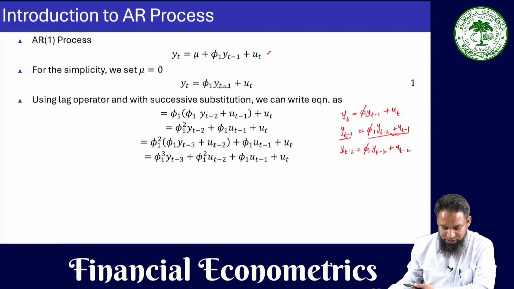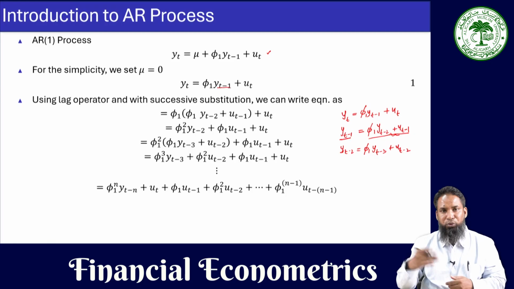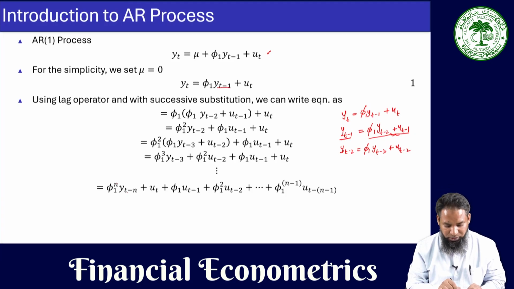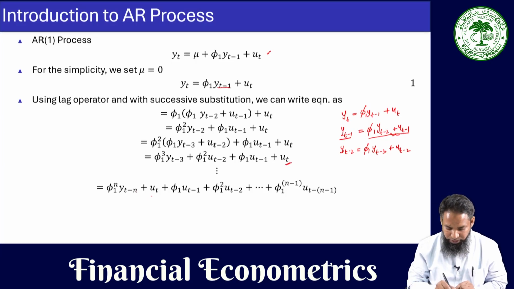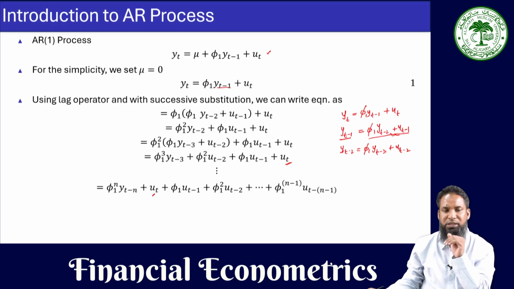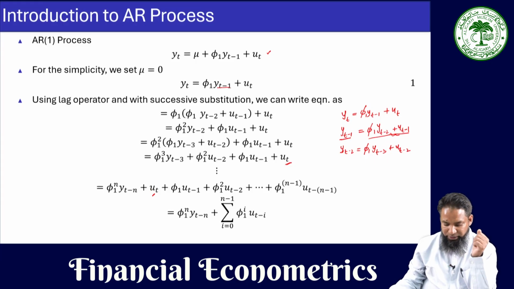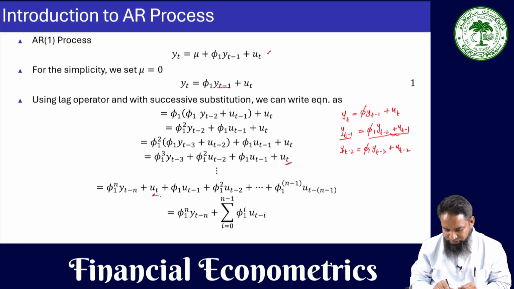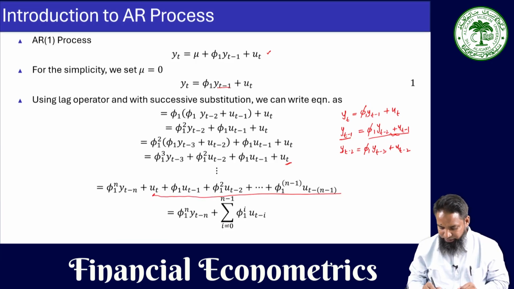If we use successive substitution, then up to n substitutions we can write phi 1 to the power n y_{t-n}. Here we first wrote this particular term, then successively the backward series. In this form we can retain this equation with successive n substitutions. This can be written as phi 1 to the power n y_{t-n}, plus the summation, where i starts from 0 and goes up to n minus 1, of phi 1 to the power i u_{t-i}.